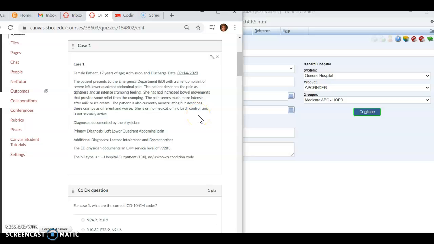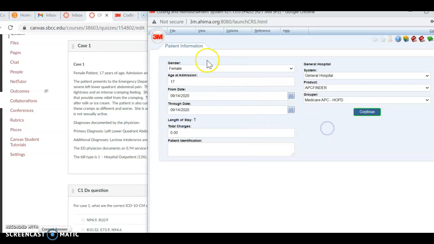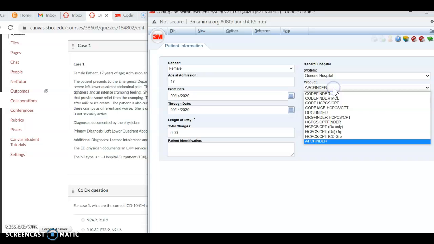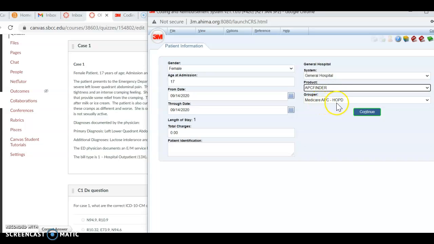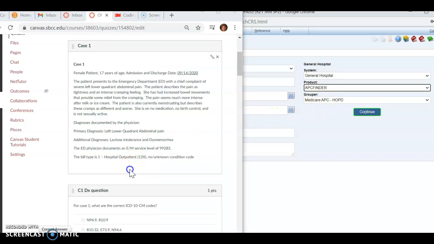The patient's 17 years old, admit and discharge the same day. So you can see here on the 3M system, I have the admit and discharge same day. Make sure over here I have my APC finder, and then I have my outpatient for the group or the Medicare. Okay, so let's go right here.